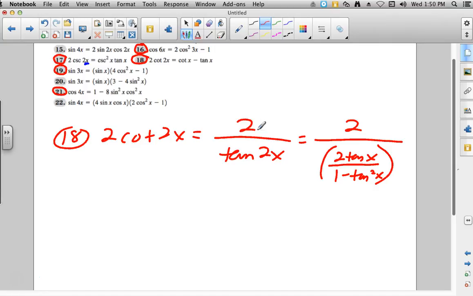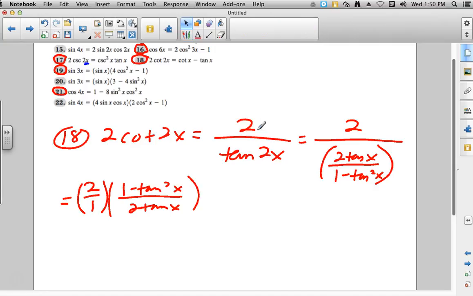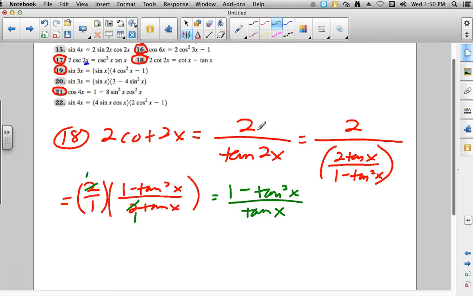Now, I would go ahead and multiply by the reciprocal, so we'd have 2 over 1 times 1 minus tangent squared x over 2 tangent of x. And that, of course, means that these 2's are going to cancel out. So I have 1 minus tangent squared x over the tangent of x.